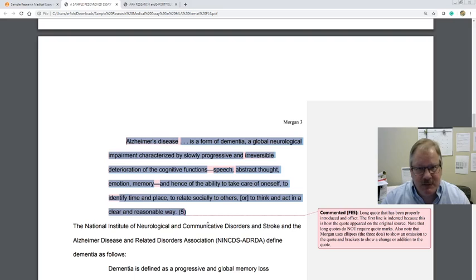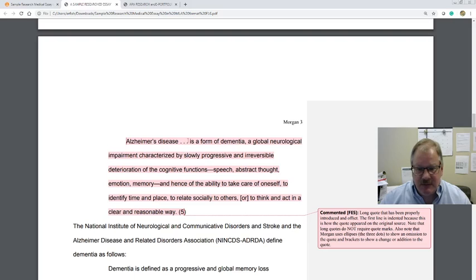Just like a short quote, they should be word for word. You don't want to change anything. If you do, you want to use ellipses here to show an omission from the quote. That's the 3 dots. Or you want to use brackets to show a change to a quote, or an addition to a quote. But otherwise, quotes should be word for word.